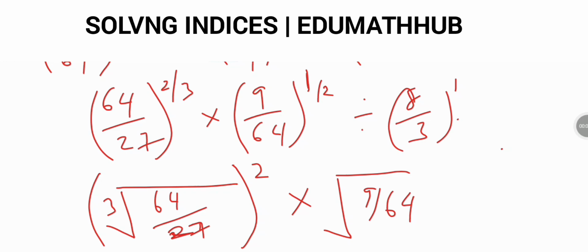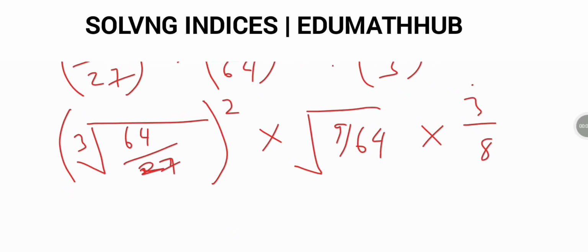Then this is divide here. This one turns to times. Then you swap this guy back. 3 goes up, 8 comes down. So it will look like this. So from this part, everything is easily simplified.